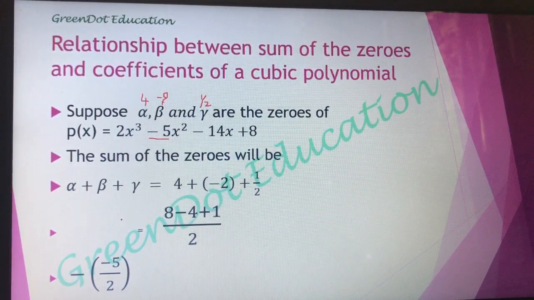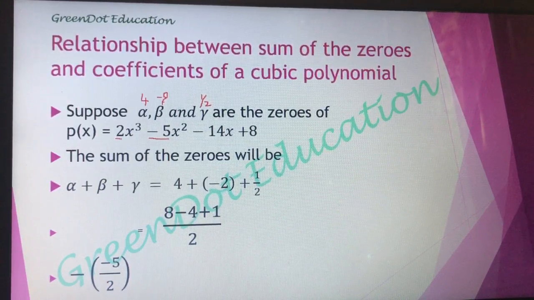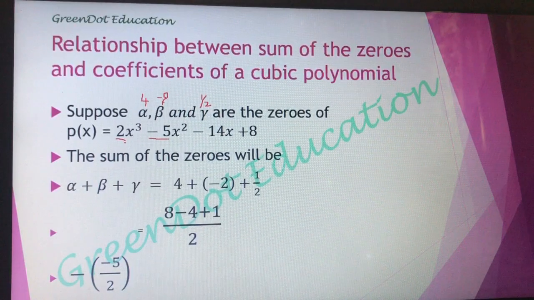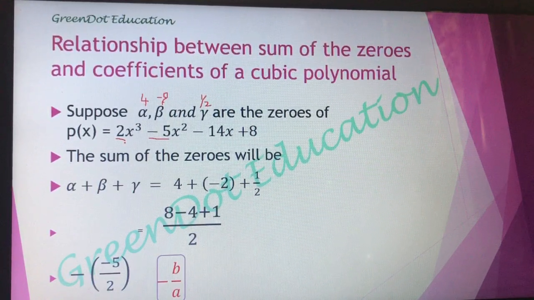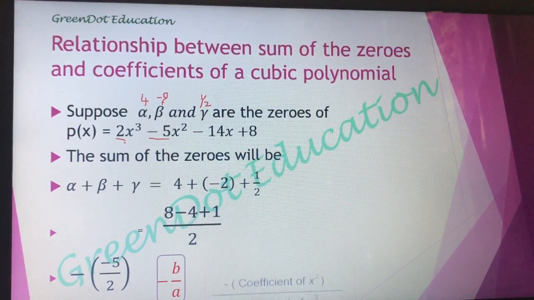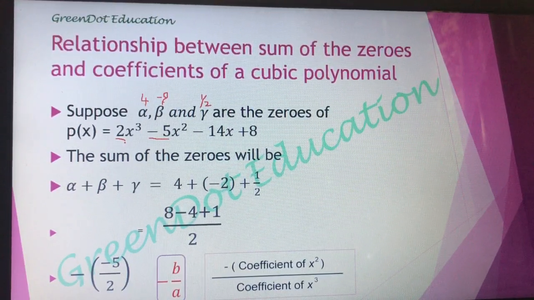And what is 2 here? So 2 here in the denominator is the coefficient of x cube. So we can write this relationship as the negative ratio of the coefficient of x square to the coefficient of x cube, that is minus b upon a.